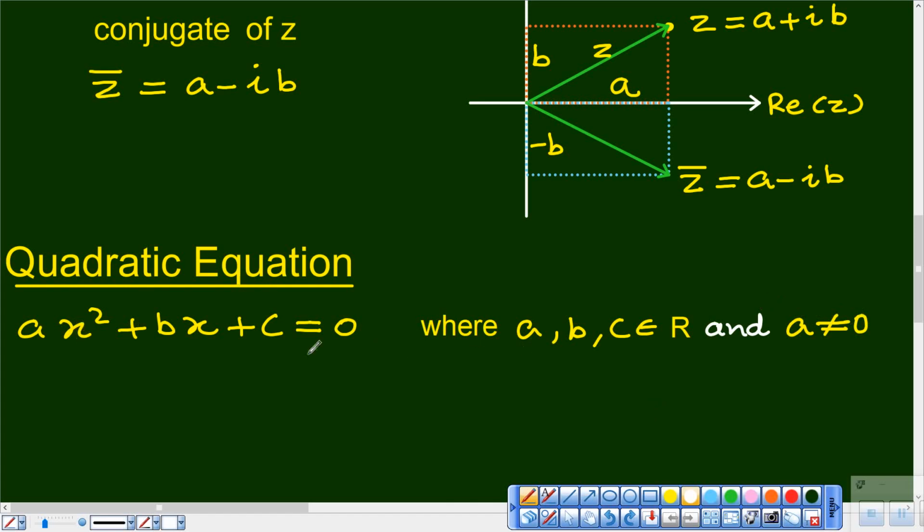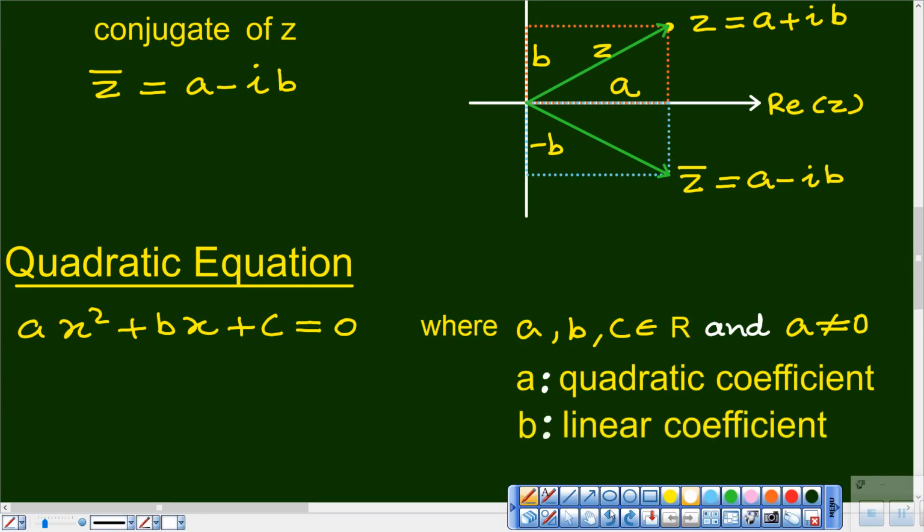What are these a, b, c called? Well, a is called the quadratic coefficient or highest degree coefficient. b is called the linear coefficient because it is the coefficient of linear x. And c is called the absolute coefficient.